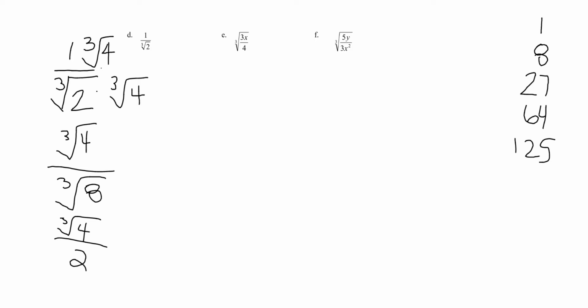For the next one, again, it's one big radical, so you want to go ahead and make it into 2 radicals. So we have the cubed root of 3x over the cubed root of 4. And again, to get rid of the 4, we're going to turn it into 8. So this time we're going to multiply both top and bottom by the cubed root of 2.